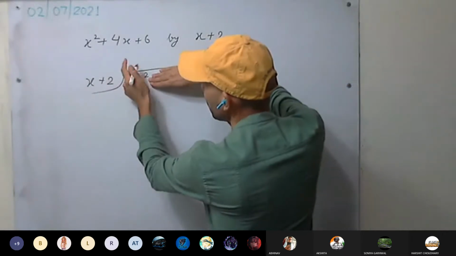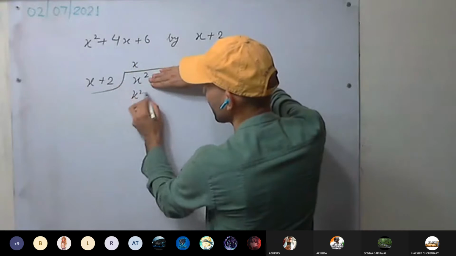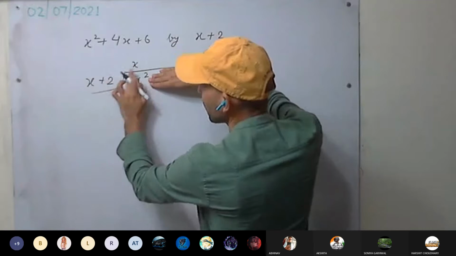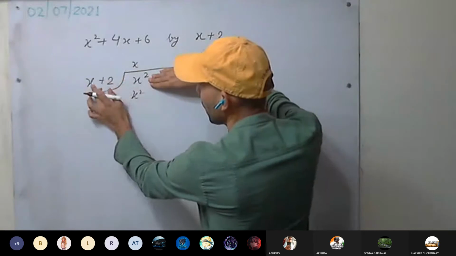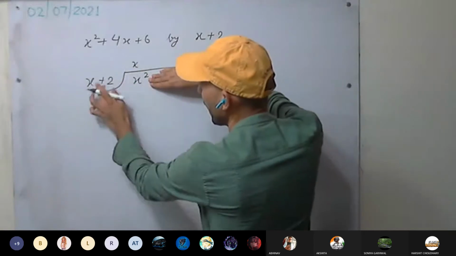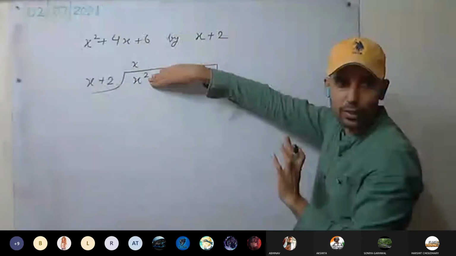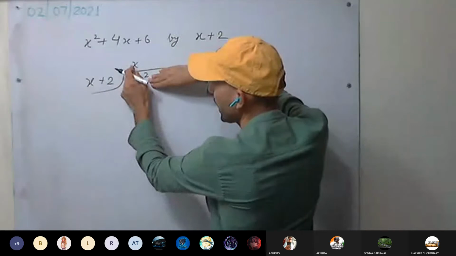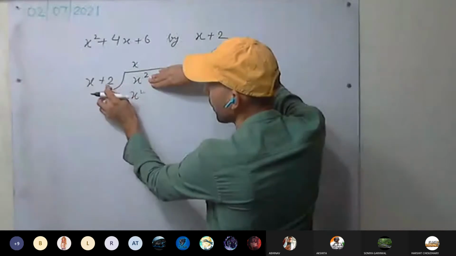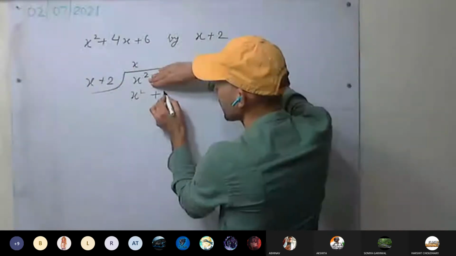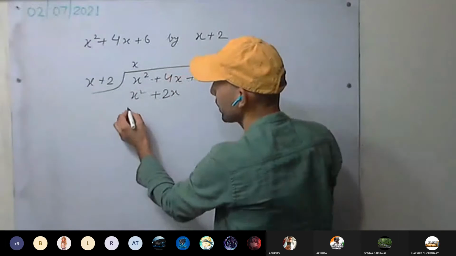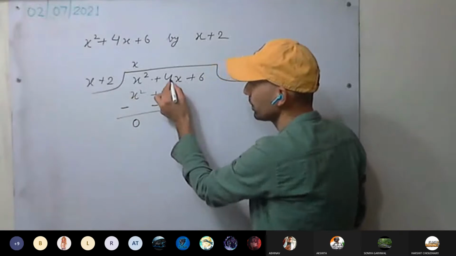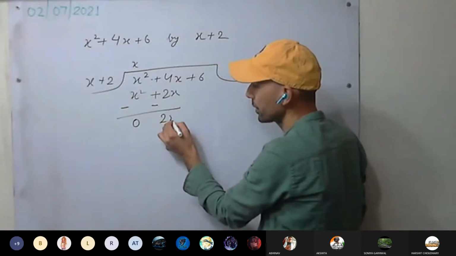Okay, x into x will give us x square. Is this clear? X into x, x is there. I put x here. Now multiply the whole expression with x. X into x, x square, plus 2 into x, plus 2x. Subtract it: minus, minus, x square gives 0, 4x minus 2x, 2x.